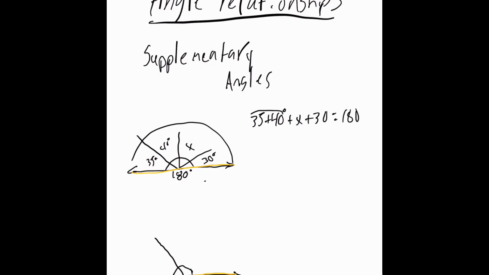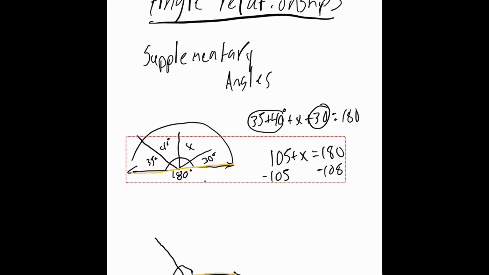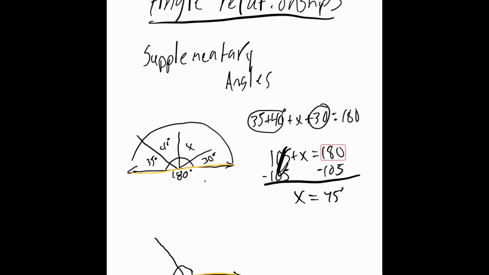So then I add up the like terms, so that would be 30 plus 40, which is 70. 70 plus 35 is 105 plus x equals 180. And then just like with complementary, to figure out what x is, I would subtract 105 from 180 to give me that x equals 75 degrees. So that means this would be 75. Okay. So then down here, you're doing the same thing, but we're only using two angles.